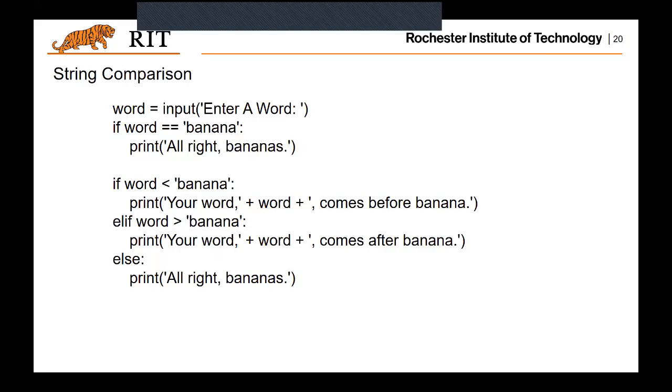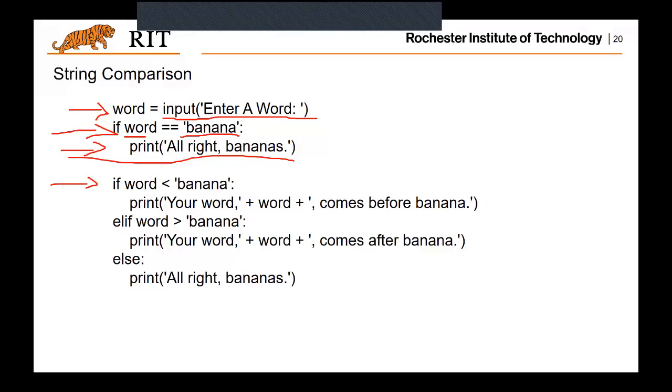Okay, so let's go through this together. First of all, this is for a user input, right? A pop-up window will appear asking the user to input something. Then this line checks whether the input string is equivalent, the same as banana or not. If that is the case, this line will be printed. That's simple to understand, right? So how about this? If word is smaller than banana, what does it mean? Can anyone give me some idea?